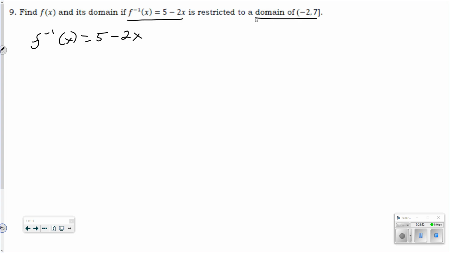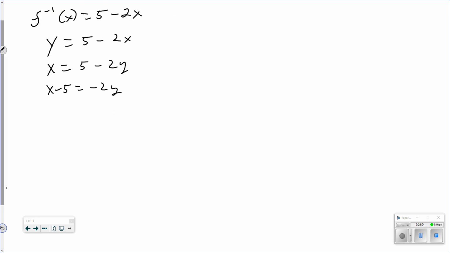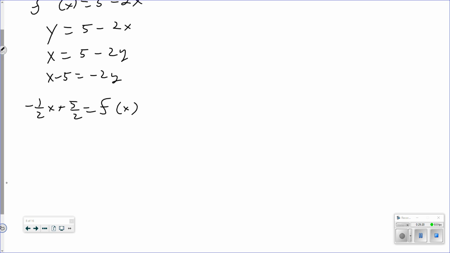So to solve it, just like always, y equals 5 minus 2x. Flip it. Solve for y. I'm not going to spend too much time with it. y equals -1/2 x plus 5/2, which is, in this case, f of x. So f of x is -1/2 x plus 5/2. There's your answer. All right, did it a little quickly, but it's not any different than what we've been doing.